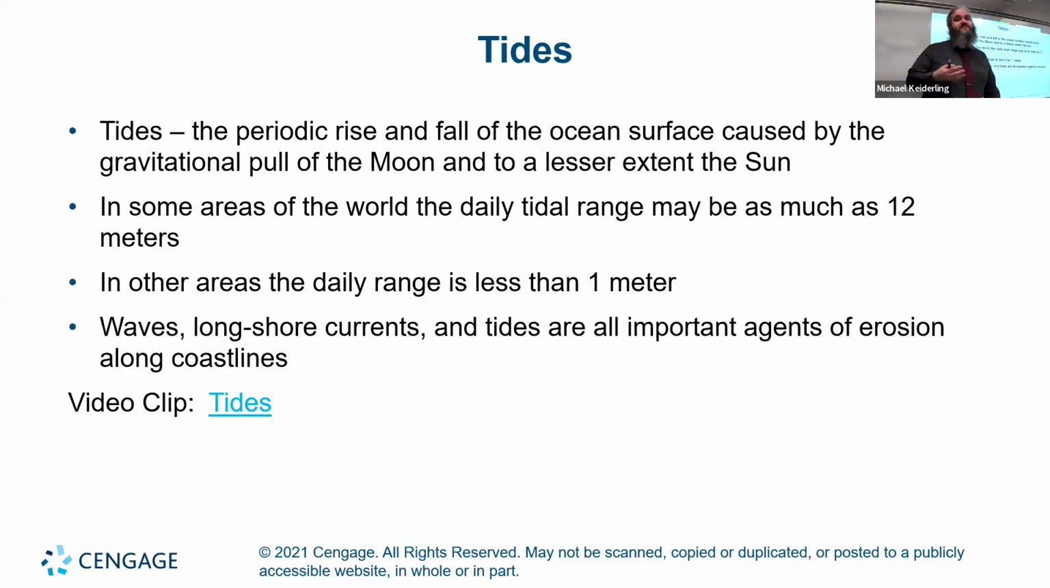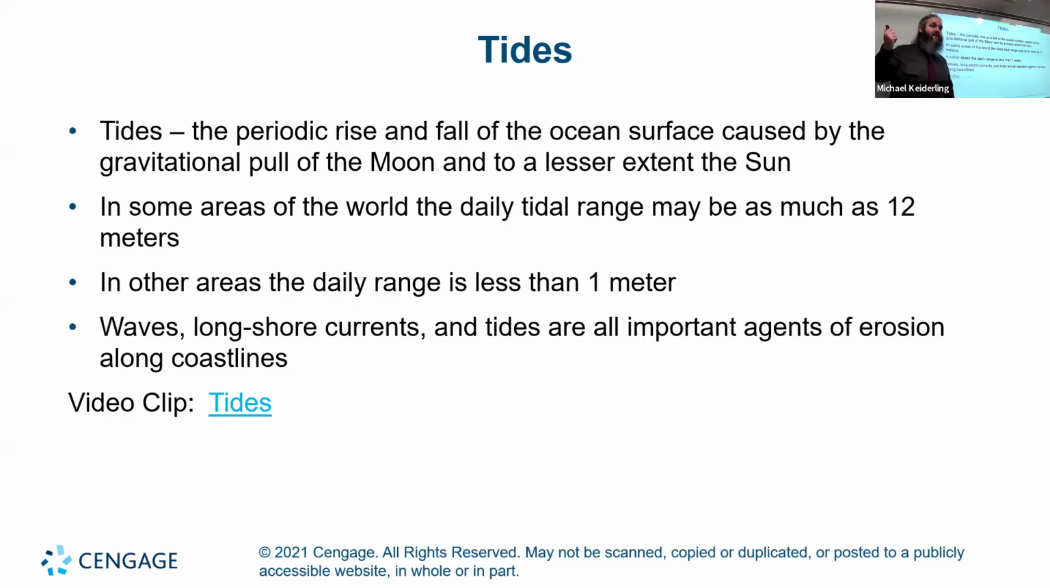Tides are the periodic rise and fall of the ocean surface caused by the gravitational pull of the moon and, to a lesser extent, the sun. And the size of the tide is really because, as mentioned in the previous video, you have the Earth rotating under this bulge of water. If you have a structure that channels that water into a certain place, you can have really big dramatic changes with tides. So in some areas of the world, the daily tidal range may be as much as 12 meters. In others, it's less than 1 meter.